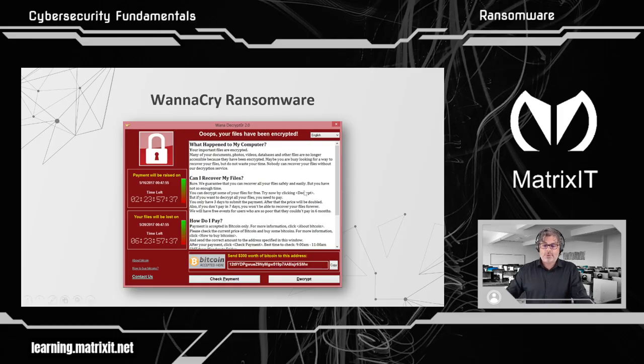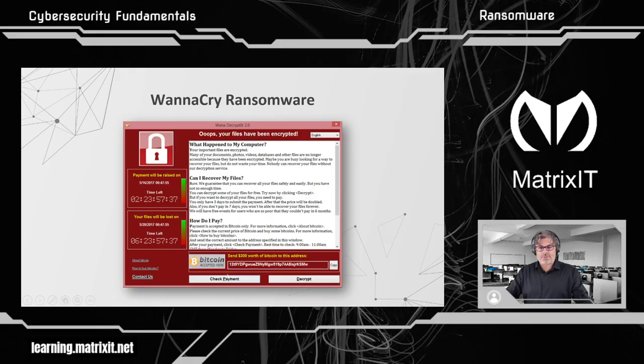So here it is. Oops, your files have been encrypted. What happened to your computer? Your important files have been encrypted: documents, photos. They're very descriptive here. Can I recover my files? Sure, we guarantee you can recover all your files safely and easily, but you do not have enough time. You can decrypt some of your files for free. You can click this decrypt here, but if you want to do all of them, you have to pay.